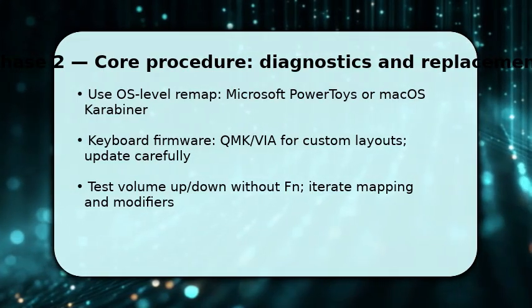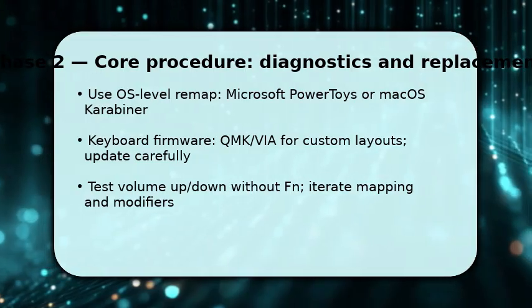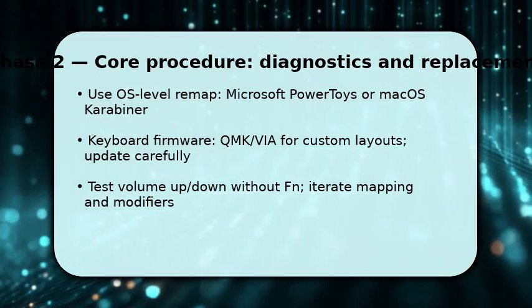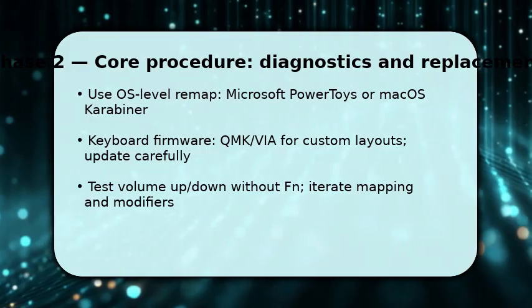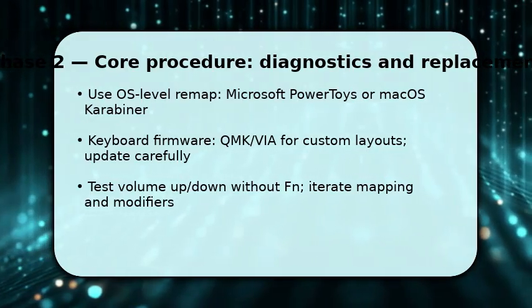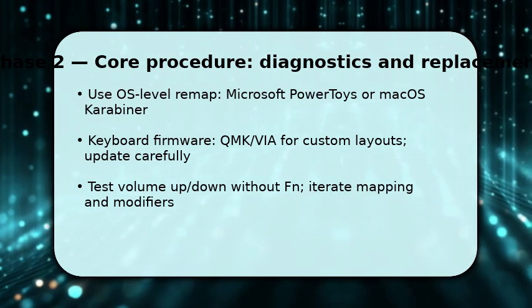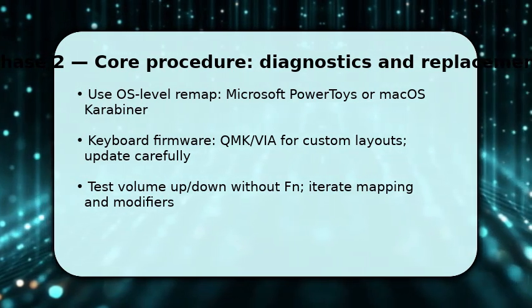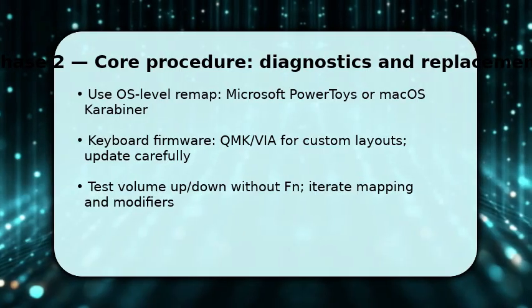If you use a programmable keyboard, flash firmware like QMK or configure via VIA, and change keycodes for the top row keys to audio volume. Make sure to back up current layouts, then test each key. Once mapped, test with media apps and reassign modifiers if any conflicts appear.